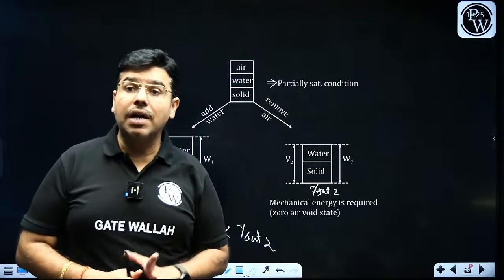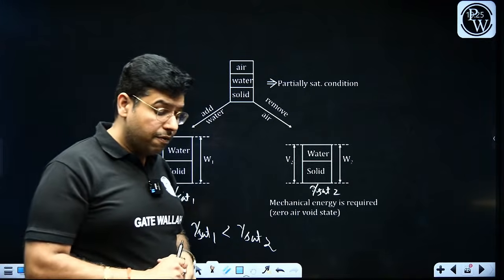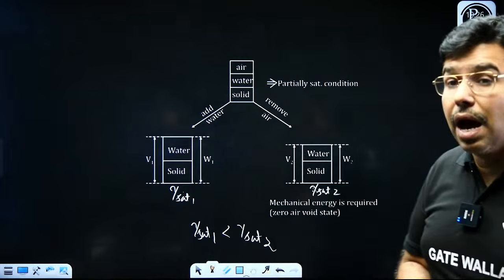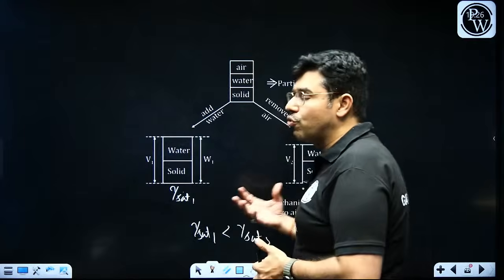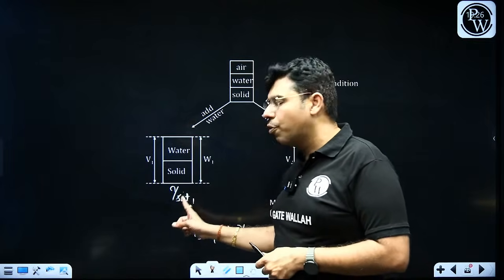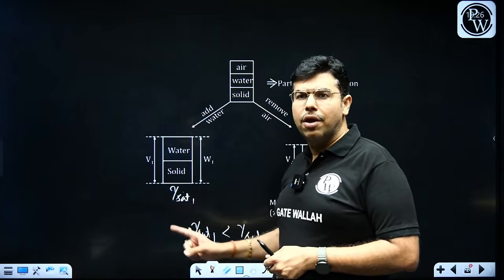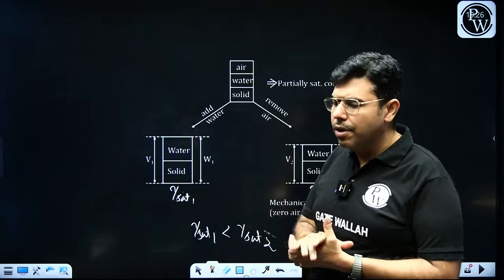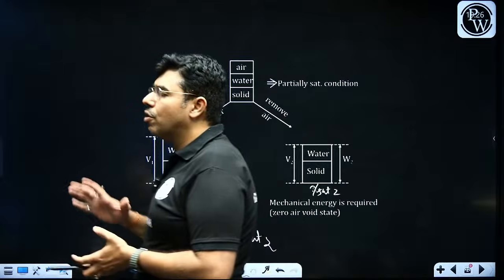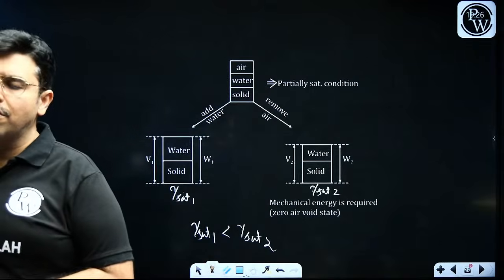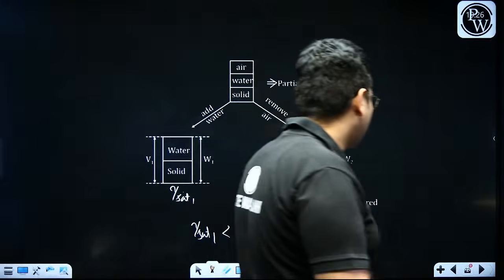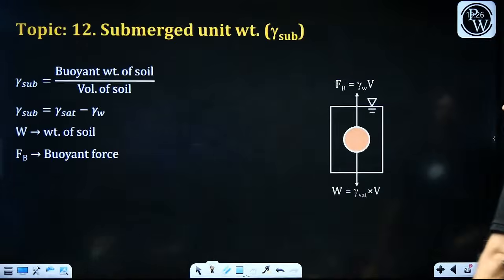If nothing is said in the exam, and the examiner asks you to report the saturated unit weight of soil, always report this gamma sat only. If the examiner says that we have made the air void 0, or we have applied infinite compaction, or he simply says to report the gamma sat after removing air, then only report this gamma sat 2, otherwise not required.